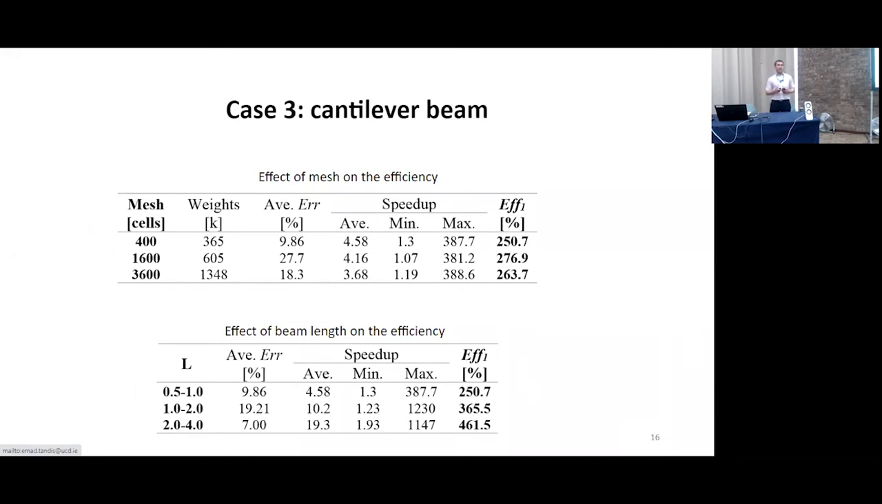And also we have increased the length of the beam. We wanted to see that because, as I said, when we increase the length of the beam, the iterative solvers are not that effective. And you can see for length between half and 1, we have had 250% effectiveness. For length between 2 and 4, we have 461%. So I have concluded that for nonlinear problems, which require much more iterations, because the number of iterations here is about 5,000, I would say, for example, if the solution process requires 10,000 iterations, that would be much more effective.